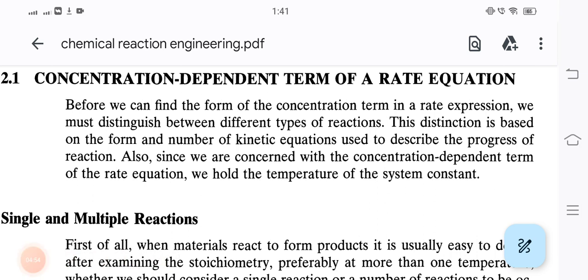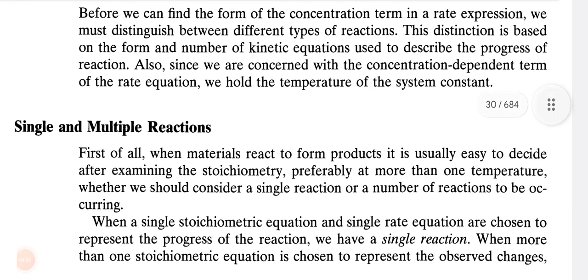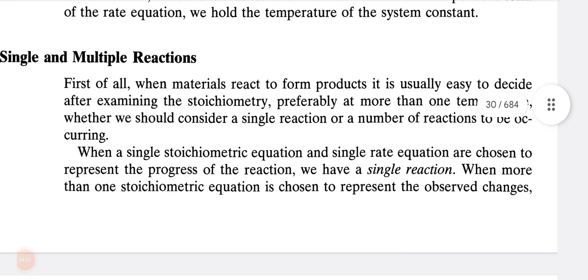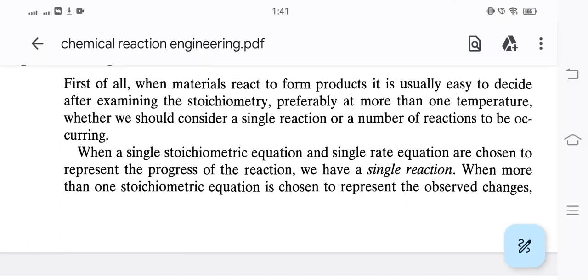Single and multiple reactions. First of all, when materials react to form product, it is usually easy to decide after examining the stoichiometry, preferably at more than one temperature, whether we should consider a single reaction or multiple reactions. We have a single reaction when a single stoichiometric equation and single rate equation are chosen to represent the progress of reaction.